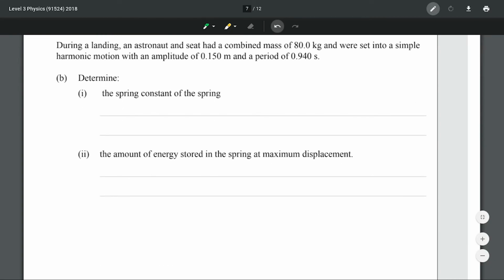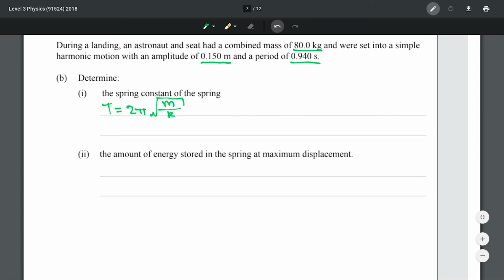During a landing, an astronaut and seat had a combined mass of 80 kgs and were set into simple harmonic motion with an amplitude of 0.15 meters and a period of 0.940 seconds. Determine the spring constant of the spring and also the amount of energy, but we'll get to that in a moment. And so the period for a spring mass system is given by this equation here, which is on your formula sheet.